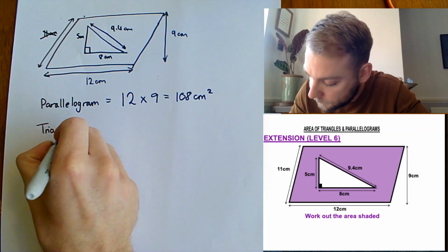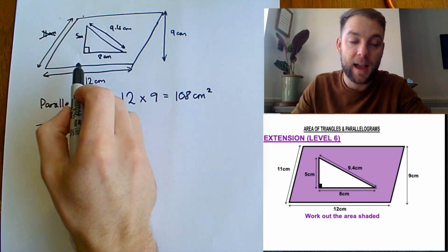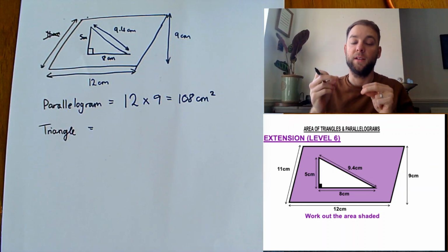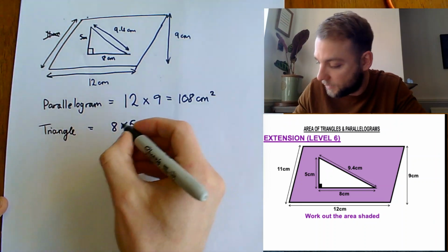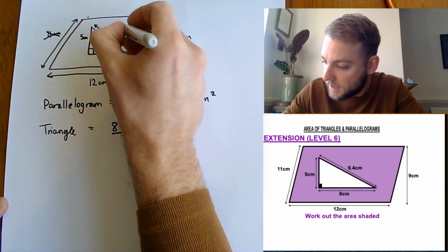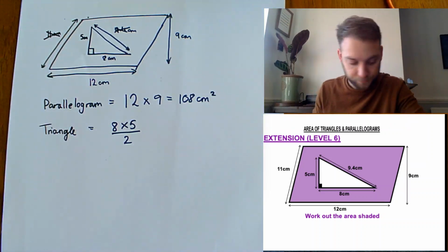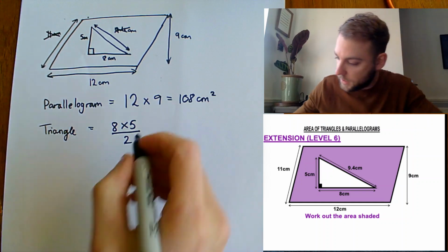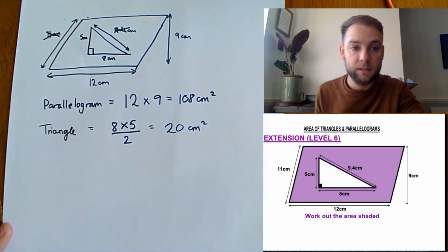For the triangle, it's equal to base times vertical height, not forgetting with a triangle to divide by 2. Don't forget that. So 8 times 5 divided by 2, ignoring in this case the 9.4, because it's only the perpendicular height that we want. So 8 times 5 divided by 2 is equal to 20 centimetres squared.